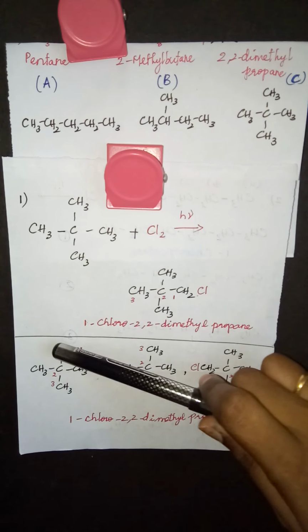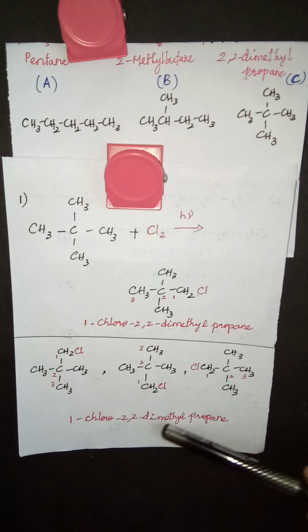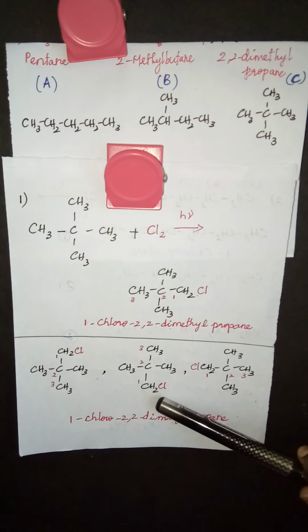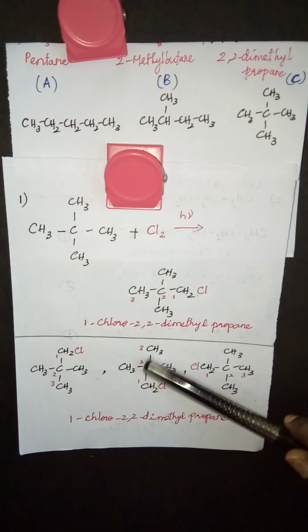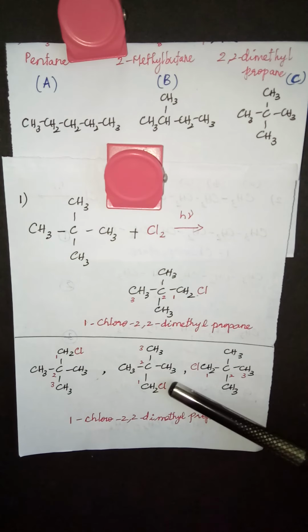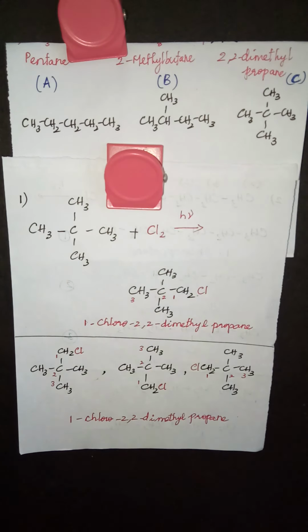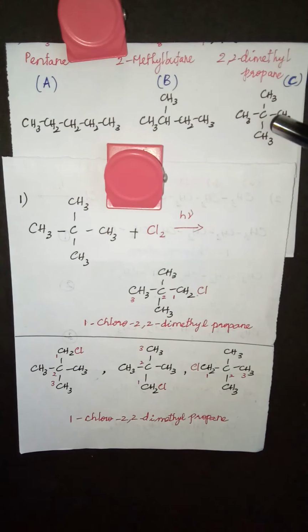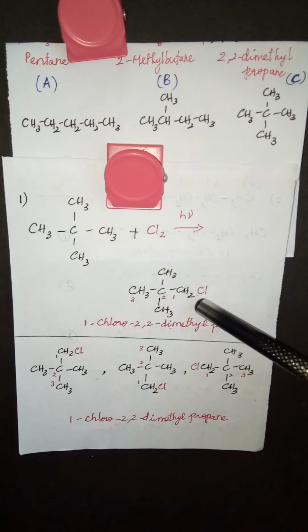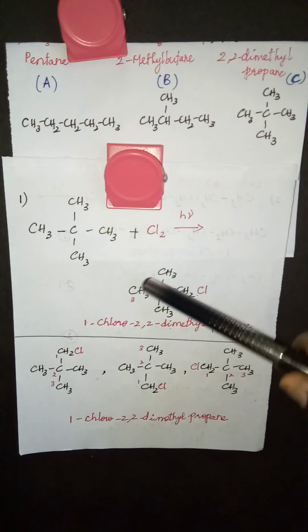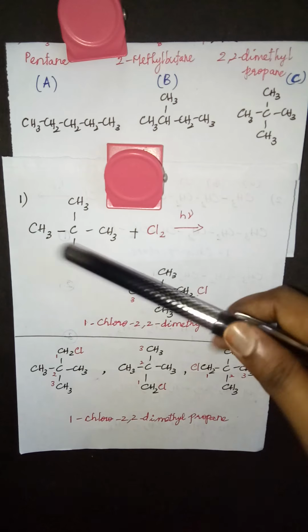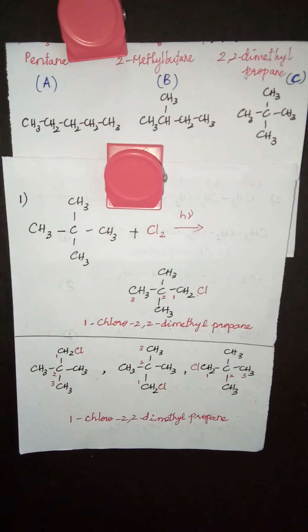See, here also 1-chloro-2,2-dimethyl propane. Again, if you replace this hydrogen with chlorine, what will be the name? 1-chloro-2,2-dimethyl propane. So no matter which hydrogen you replace, you get the same product, which means all the four hydrogens are equivalent. So that is the actual question. Which of these three isomers will yield one monochloride? So this is the single monochloride, because whether you replace any hydrogen, you get the same product.